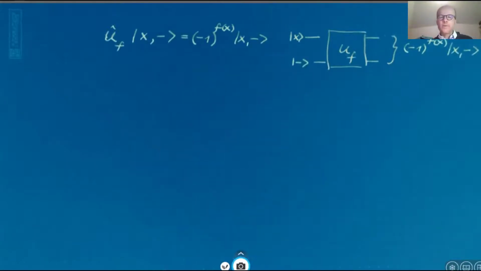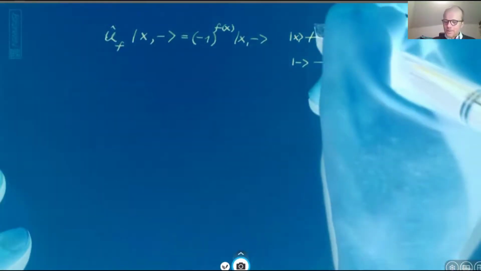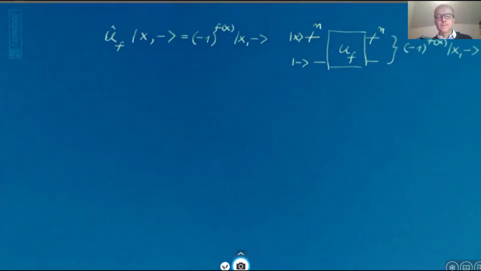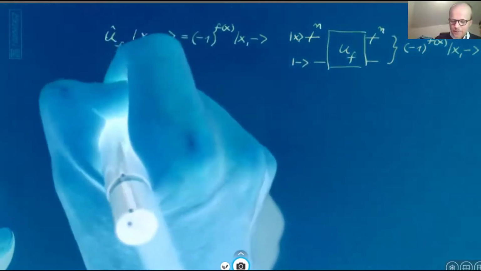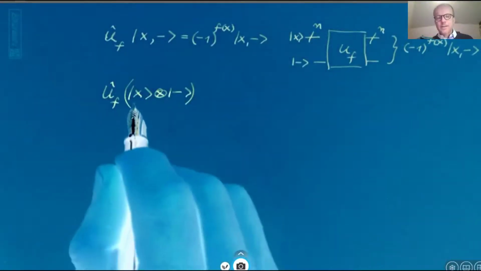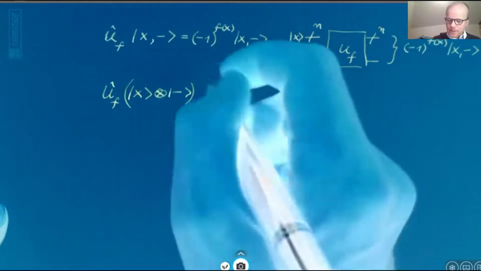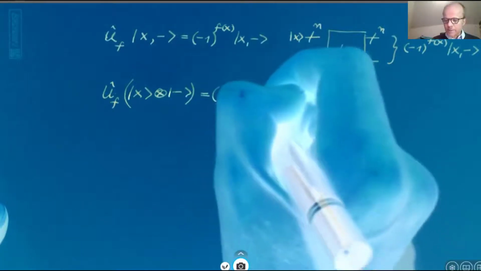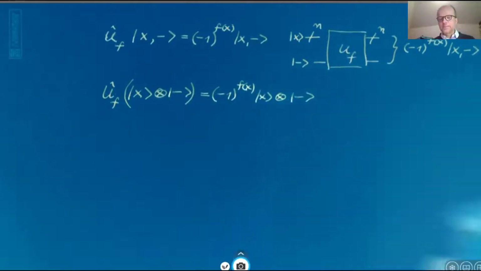This result that we found for the oracle in Deutsch's algorithm still holds when you have n data qubits. In that case, it's better to write it with the tensor product, x tensor minus, where x is now an n qubit basis state, and it is still true that the oracle gives minus 1 to the power f of x, x tensor minus. This result carries over to the more general case with n data qubits, and we are going to use it now to calculate the state after the oracle.